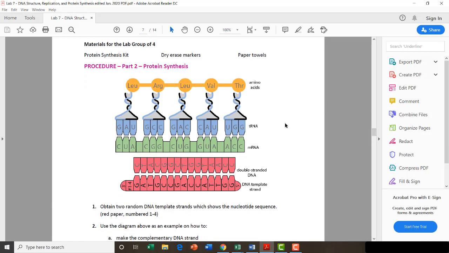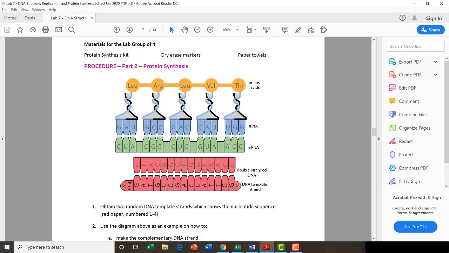Here is a diagram of the activity you would have done in lab. You can still understand this diagram and we can still use it so we can complete the work in this lab. So let's review this diagram. Okay, so here is our DNA template strand.